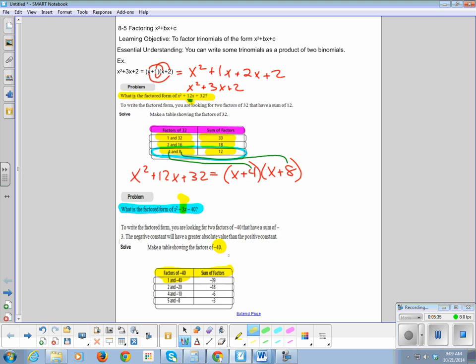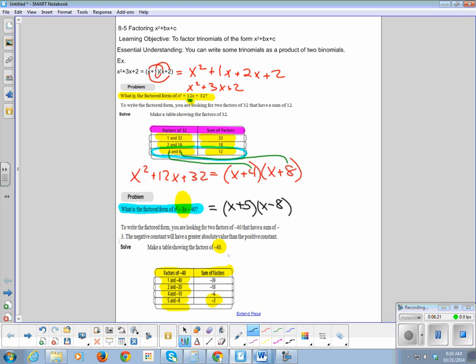So if we go 1 and negative 40, that gives us negative 39. 2 and negative 20, that gives us negative 18. We're aiming for negative 3. 4 and negative 10, that's negative 6, so we're getting closer. And then we have it. The reason we don't have more after this is because we found it. So 5 and negative 8, when you add those together, it will give you negative 3. So then you rewrite. Put an x in the front, x in the front. 5 is positive, 8 is negative.